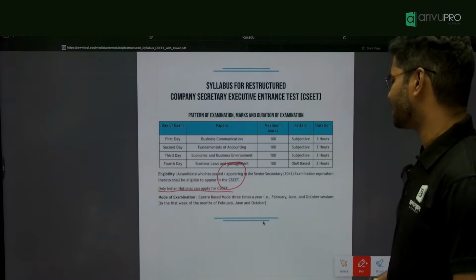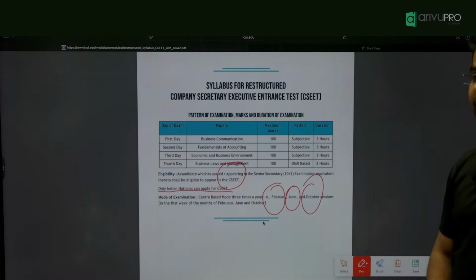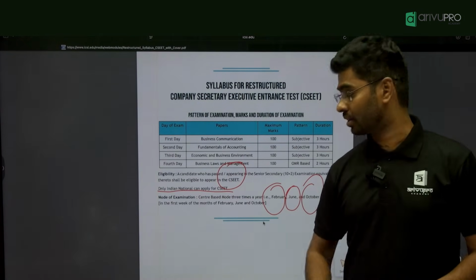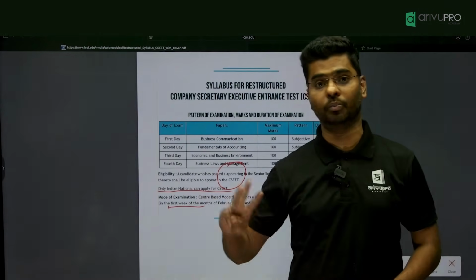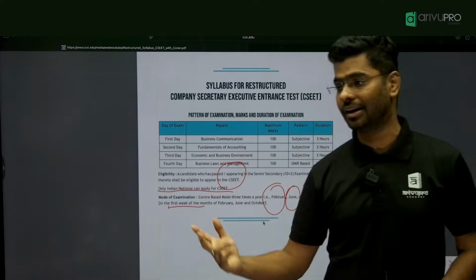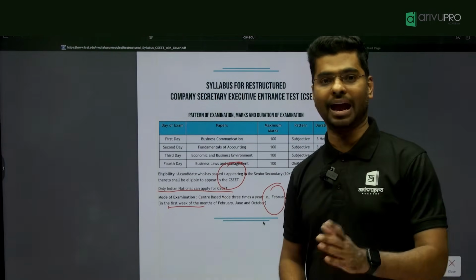Now the mode of examination, they have introduced your examination 3 times in a year, that is Feb, June and October, and it is always going to be in the first week of the month. So exams will now be done in 3 slots, that is Feb, June and October, right? So if you have any doubts in it, make sure you comment and I will be happy to answer it.